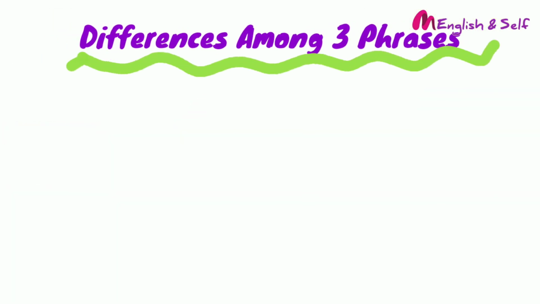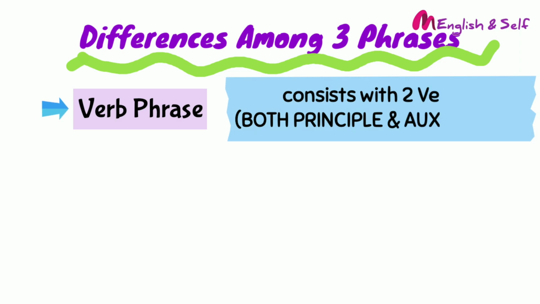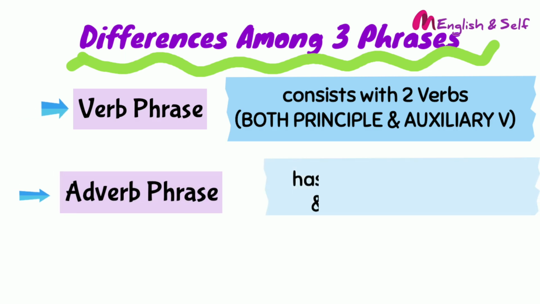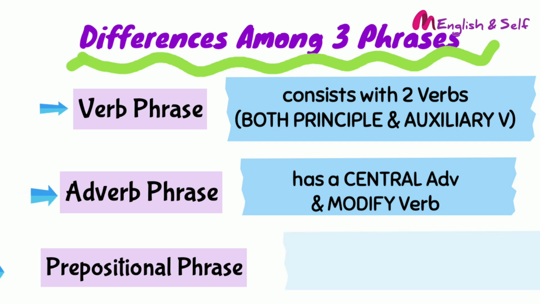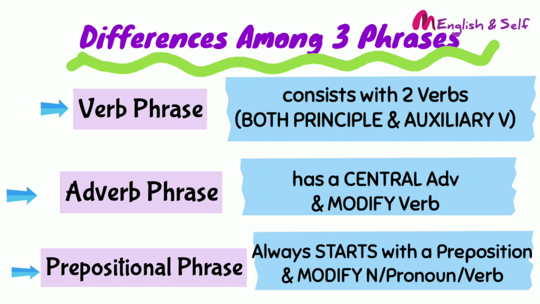Finally, it's time to point out the differences. Overall, the differences among verb, adverb, and prepositional phrases are: verb phrase consists with two or more verbs and has both principal verb and auxiliary verb. On the other hand, adverb phrase has a central adverb, which modifies verb. In terms of prepositional phrase, the group of words always starts with a preposition and modify either noun, pronoun, or verb.